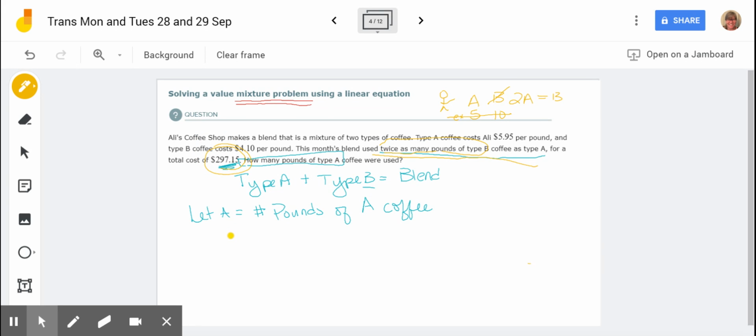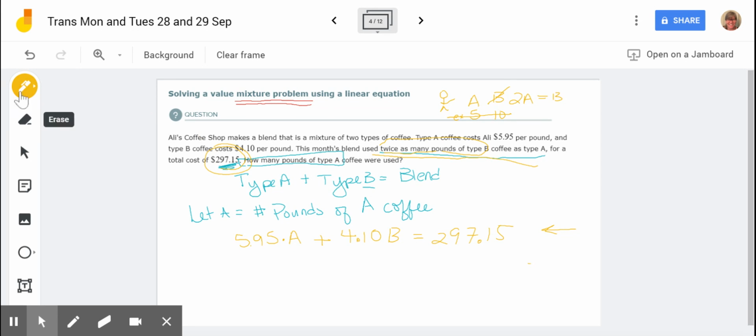Type A is going to take $5.95 per pound times the number of pounds, plus type B is $4.10 per pound. Now, what is B? We can't put B. I could put B, and then look what happens. This is why you can't put B. I have one equation and two variables. I can't solve for one variable.